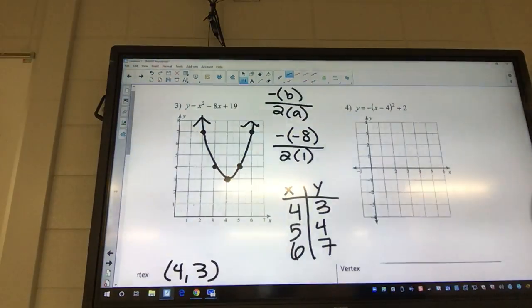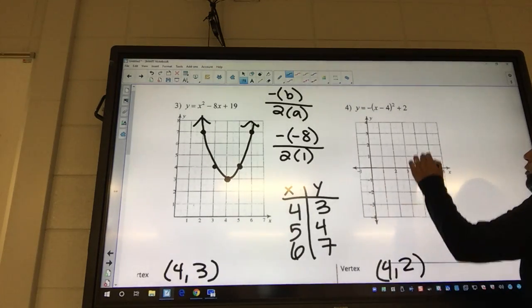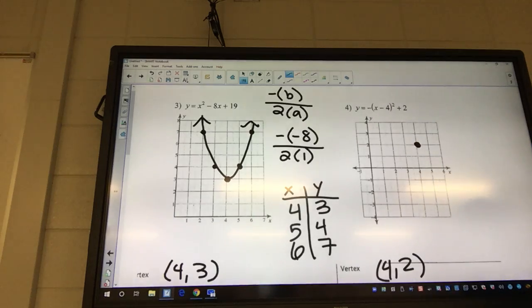Vertex form, what's the vertex? 4, 2. Okay, so our vertex is 4, 2. Does this graph open up or down? It opens down. Okay, do we need to figure out the next set of points, or can you just count them? You can count them because why? There's no slope out front, okay?